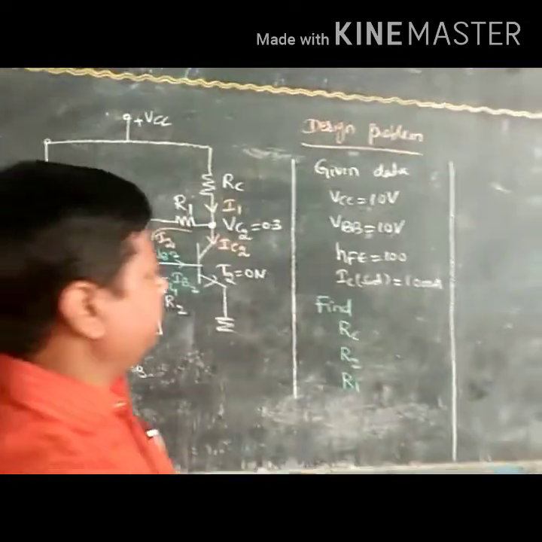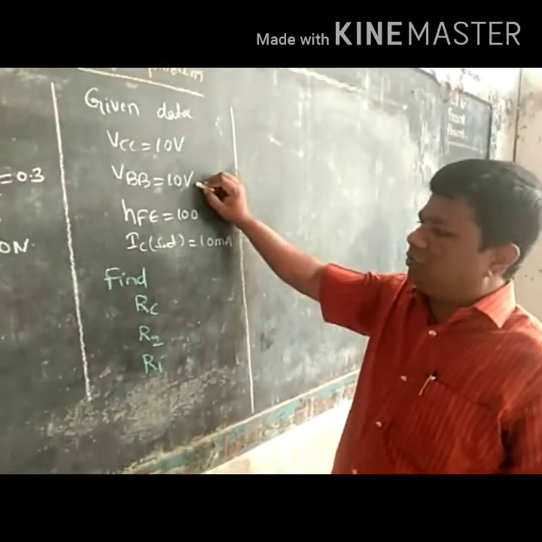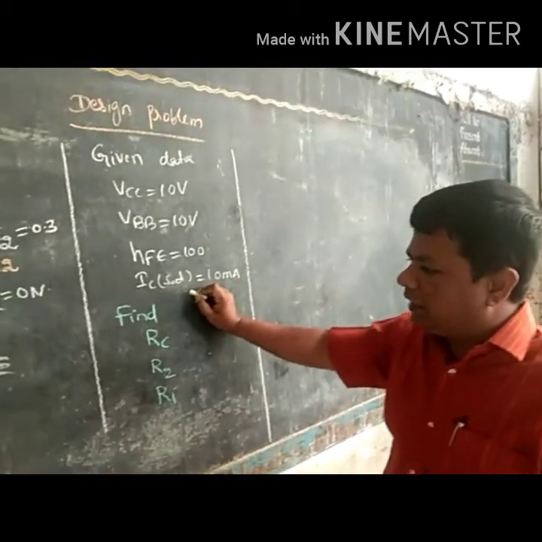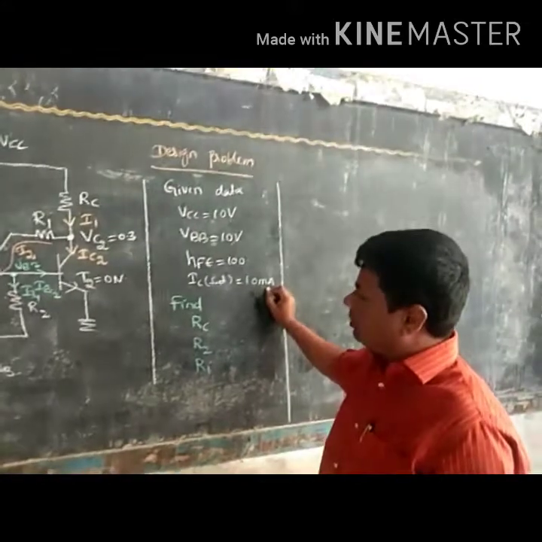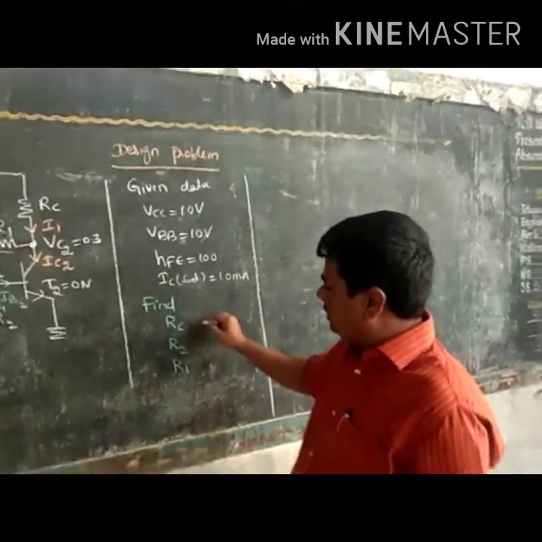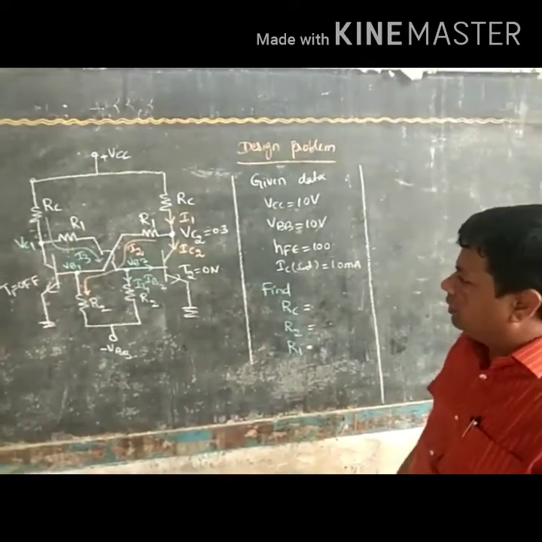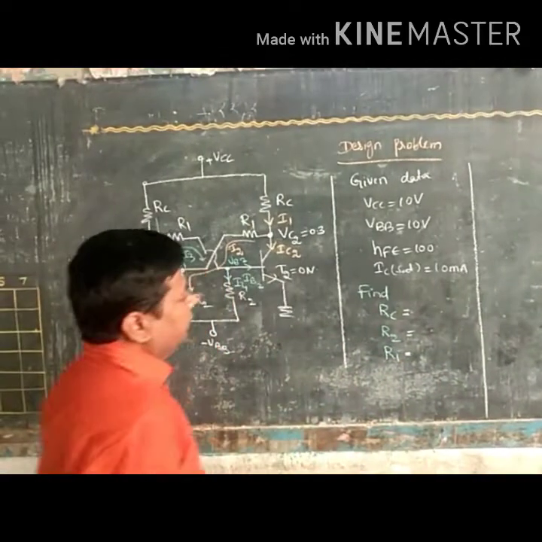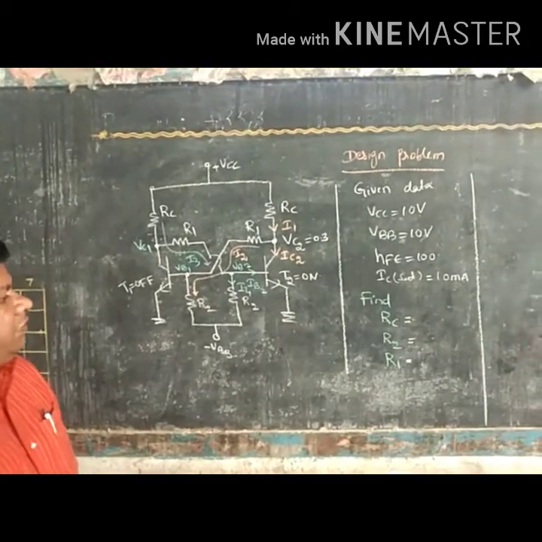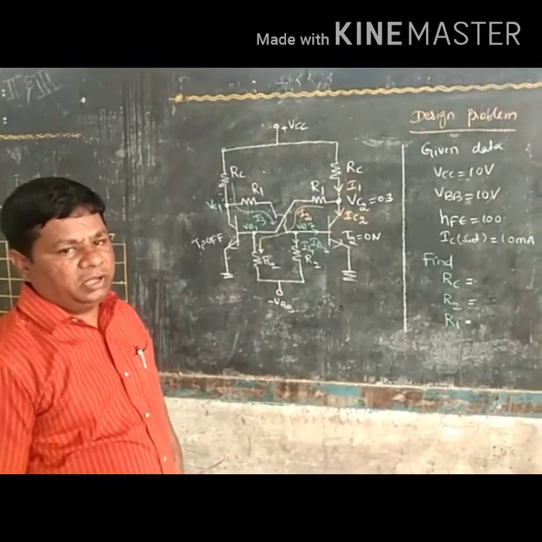These are the given specifications: VCC is 10 volts, VBB is 10 volts, HFE is 100, and IC saturation current is equal to 10 milliamps. Find the resistor values RC, R2, R1. Designing means finding the resistor values using some given data, and while designing we have to make some assumptions.